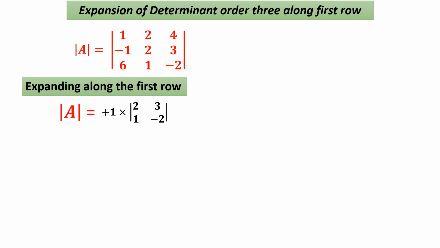What will be the next number? Is it 2 or minus 2? It should be minus 2 because the position of the first row second column is A12. Minus 1 whole power 1 plus 2 is an odd number, therefore negative. Therefore minus 2 multiplied by the determinant obtained by removing the first row and the second column. Got it now?